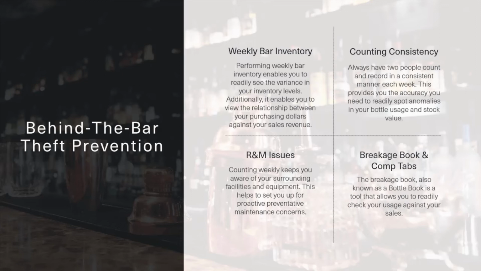So lastly, we've got our breakage book and our comp tabs. So your breakage book, which is also known as your bottle book, is a tool that allows you to readily check your usage against your sales, which shows you if a team member has a penchant to give away a specific type of alcohol. It also helps control waste or spill. For an added benefit, it's always recommended to provide your bartenders with a comp tab. Comp tabs enable your bartenders to build your business while you maintain control of how much product is being given away or promoted to do so.